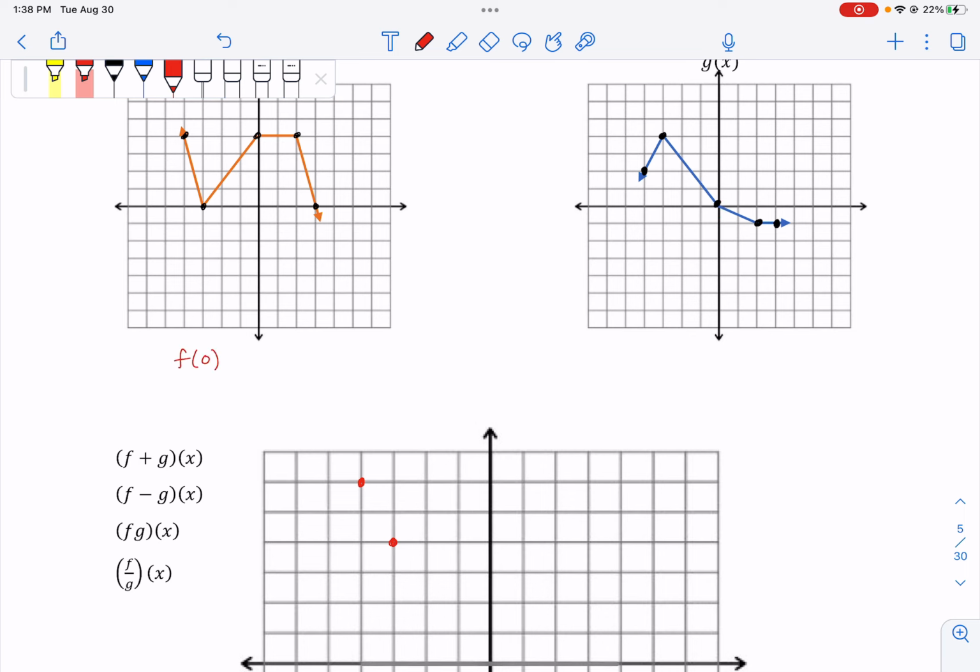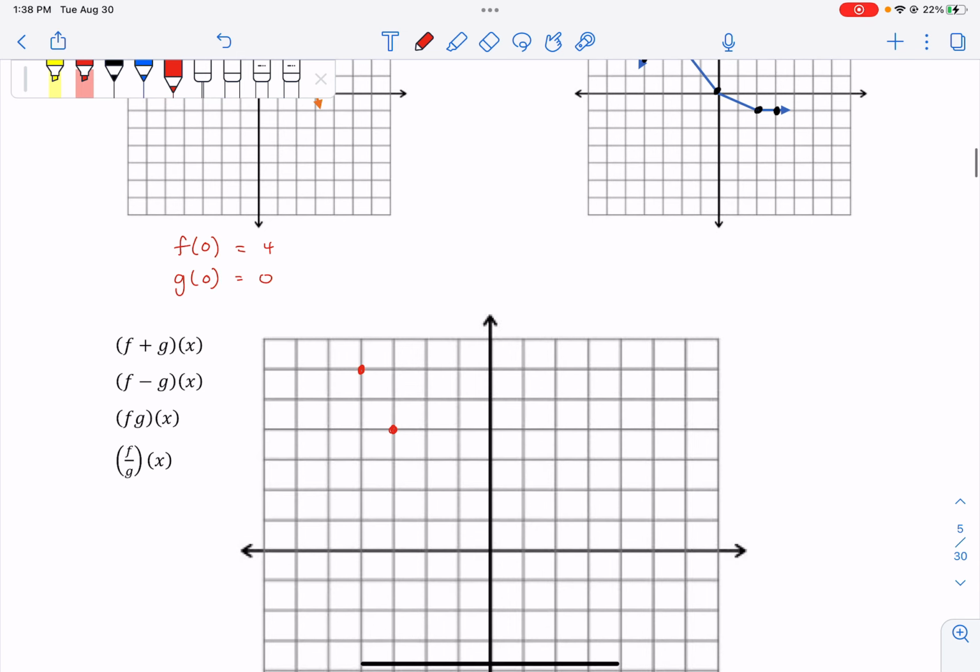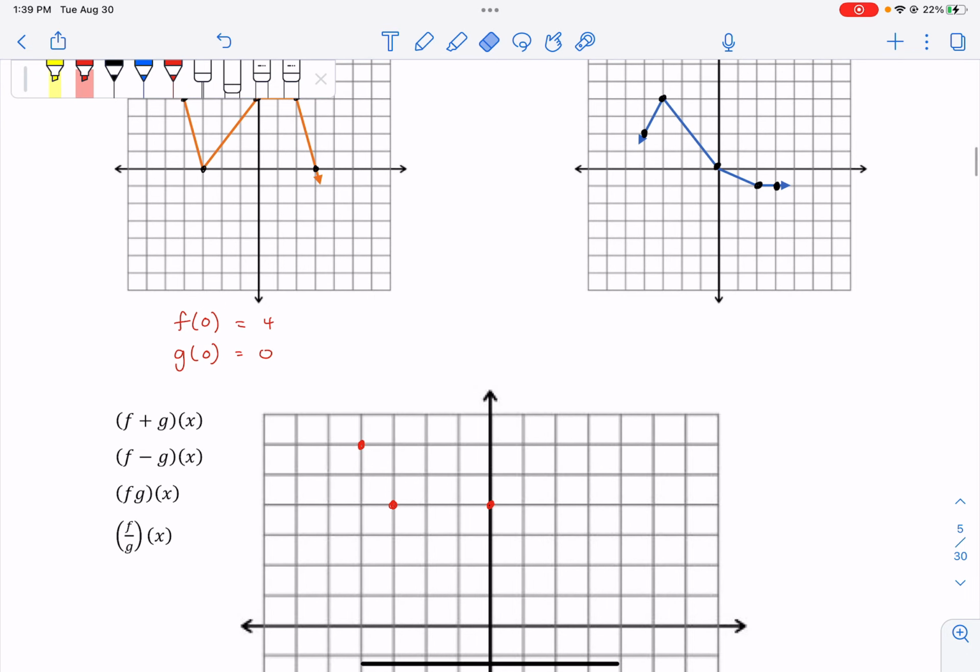F of 0 is equal to 4. G of 0 is equal to 0. If you add them together, you still get 4. Okay. Then you do the next one.